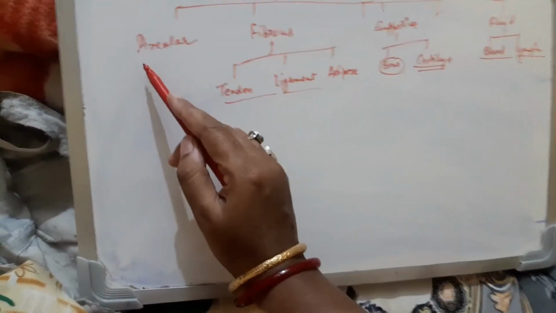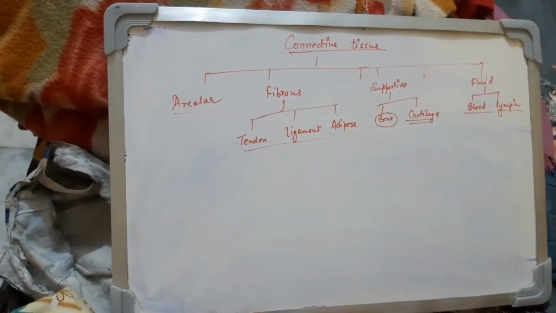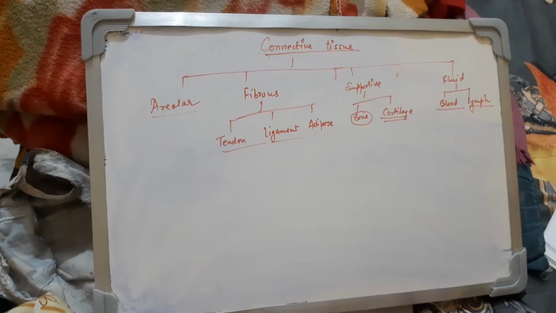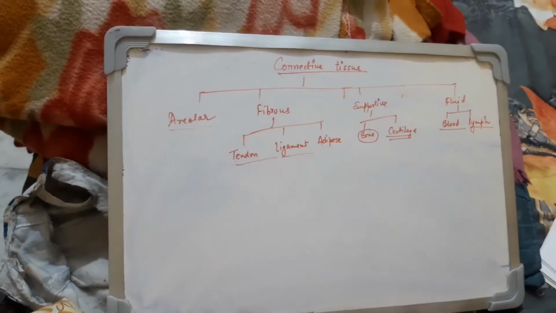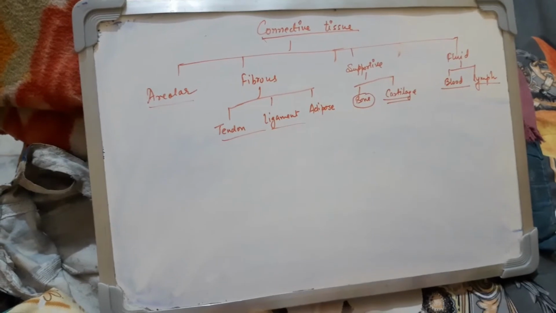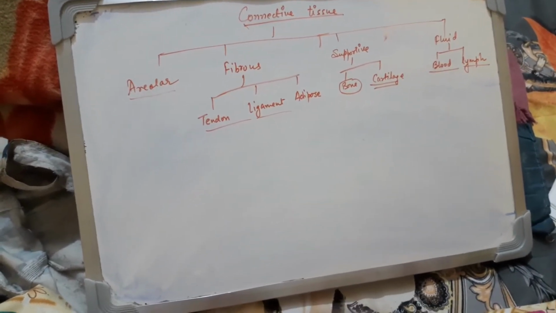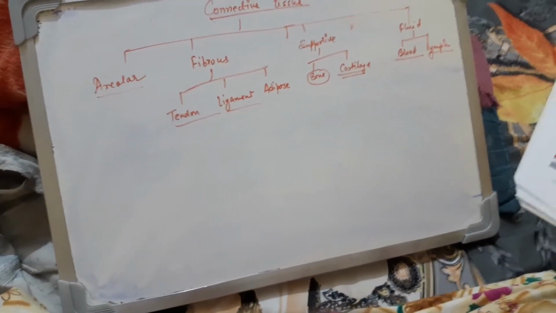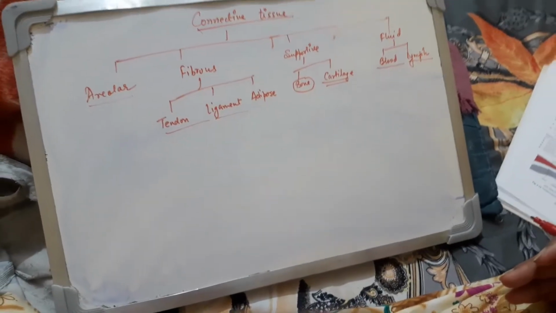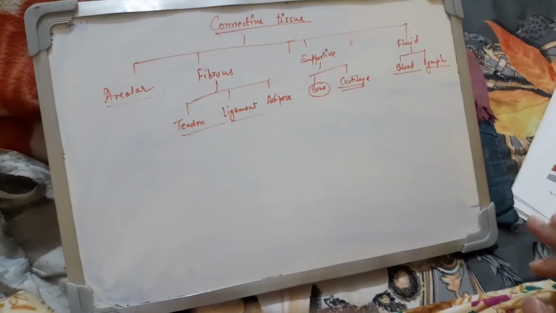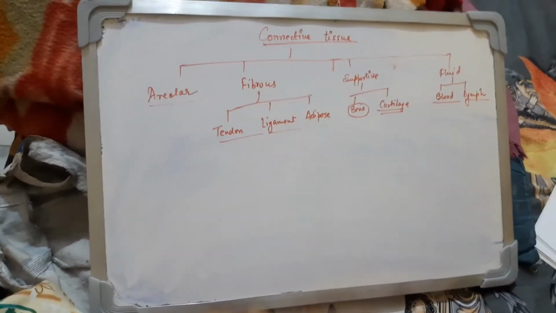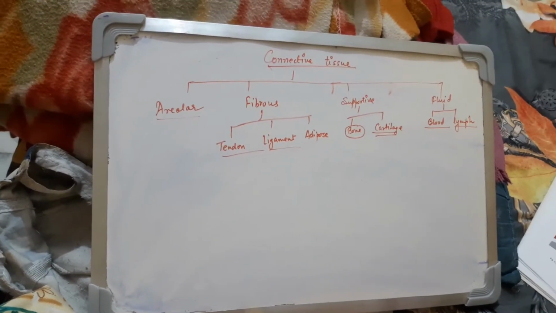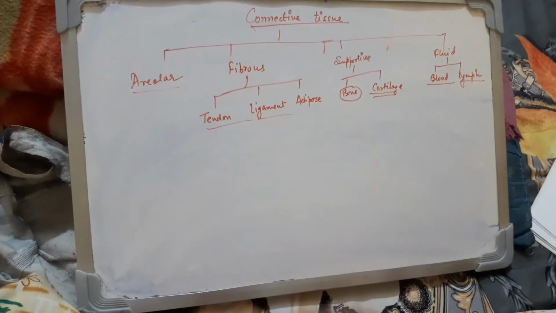Now first is areolar. What is the function of the areolar tissue? It is simply there to connect the upper layer of the skin with the below layer, that is with the muscle cells. Since it is connecting the skin with the bottom layers, it has all blood vessels, all nerve cells present over there, and it is elastic in nature, because your skin can be stretched and it comes back to its original position.